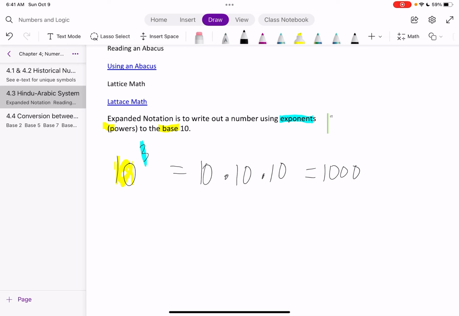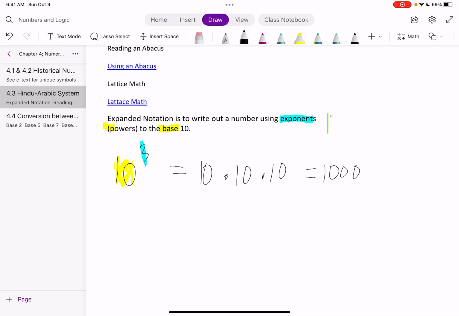Anything to the 0 power is 1, and anything to the first power is itself. The key to the 0 power is anything, even a variable: x to the 0 power also equals 1. Anything to the 0 power is 1. So that's a quick review of exponents and powers, our exponents and bases.